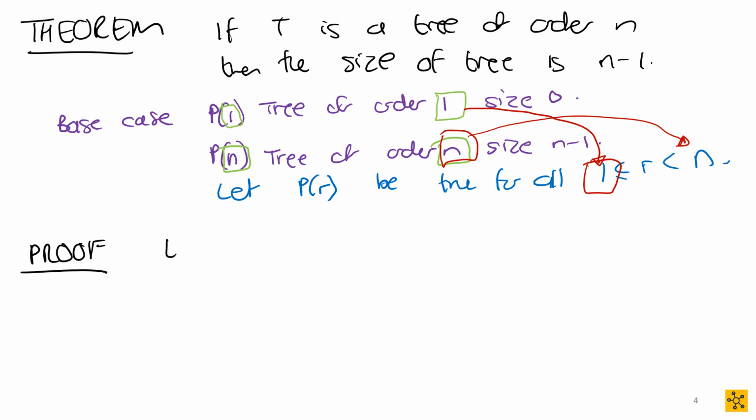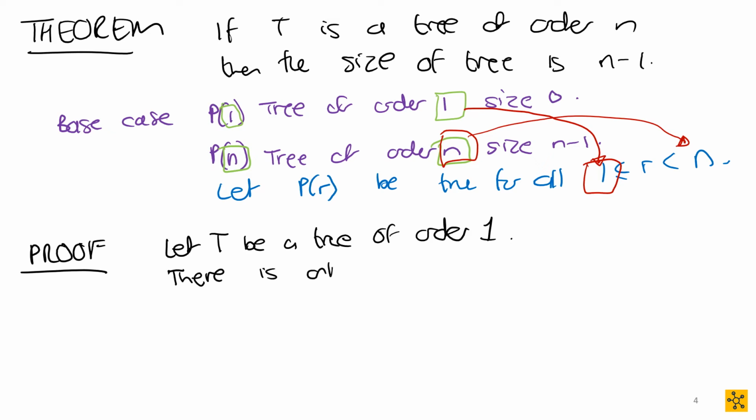So we let T be a tree of order n, T be a tree, and it's the base case of order 1. And we know there is only one tree of order 1, which happens to be the complete graph. Okay? So there is only one tree of order 1. And it happens to be the complete graph, which is K1.